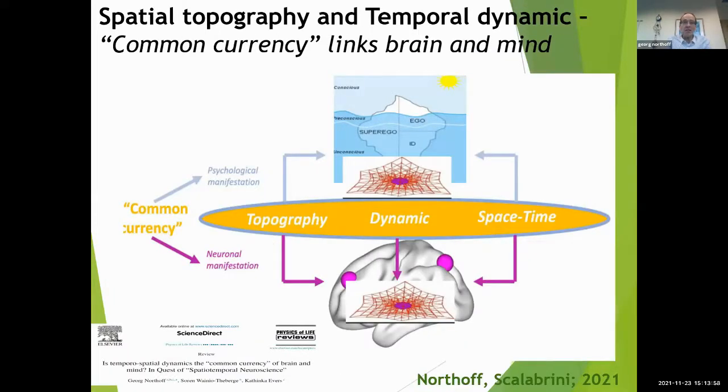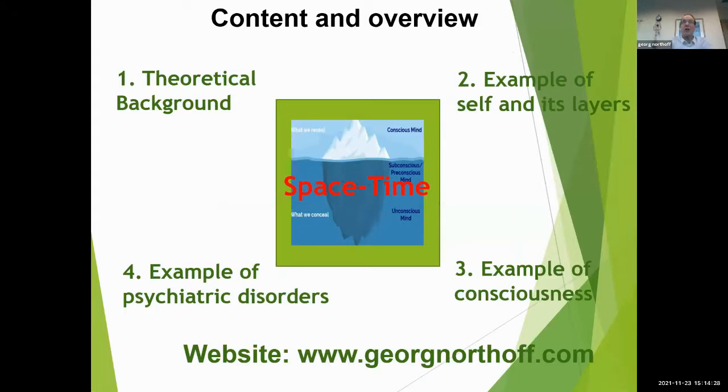So that's basically the summary slide. What I say is that topography, dynamic, space-time may provide the shared features between the neuronal level of the brain and the mental level of the mind. That's what we called common currency in this paper last year. And now I give you some more examples of how such a neuroscience, we call it spatiotemporal neuroscience, could look like. That's the larger model, and you may be puzzled a little bit about what Northoff means by space and time on mental features. I give you now concrete examples, and I will start with the example of self.